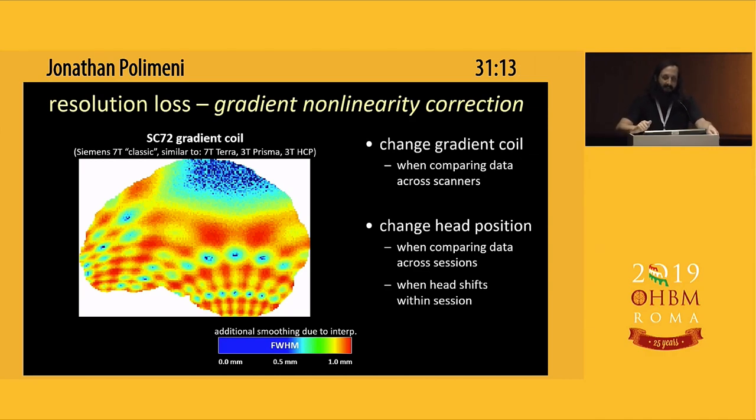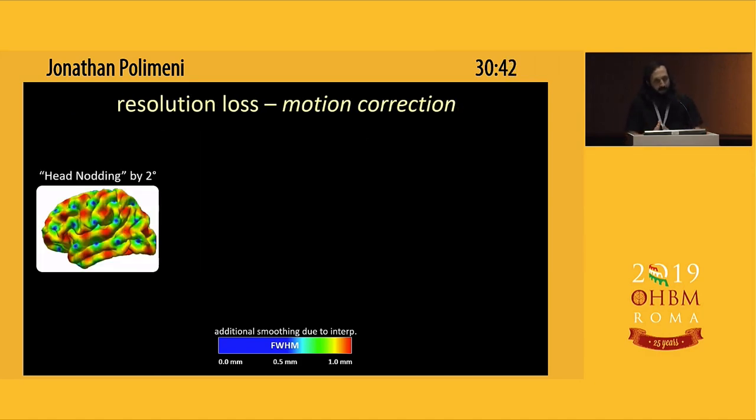So we need to be mindful of these when we're comparing data across coils, across sessions, or even when the head shifts within a session. So here's a map of the resolution loss with one particular body gradient coil. You can see that the pattern here is very different from the pattern I showed you in a previous slide, corresponding to the resolution losses that we see with B0 distortion correction. In this example, there's not much resolution loss at the top of the head near motor cortex or somatosensory cortex. We're seeing much more resolution loss around the center of the brain, around V1 and maybe the posterior cingulate. So any form of interpolation is going to cause resolution losses with different spatial patterns.